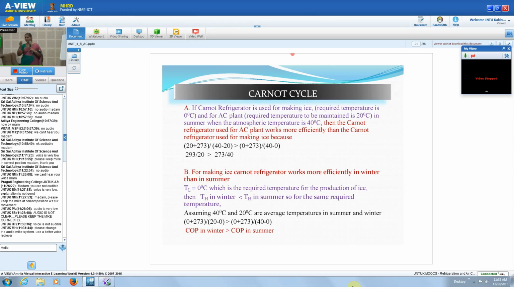Here it is used for refrigeration, where the required temperature is 0 degrees centigrade. So 0 plus 273 by atmospheric temperature minus required temperature. So COP in winter is always greater than COP in summer. Similarly, an AC plant has more COP compared with that of the refrigerator.